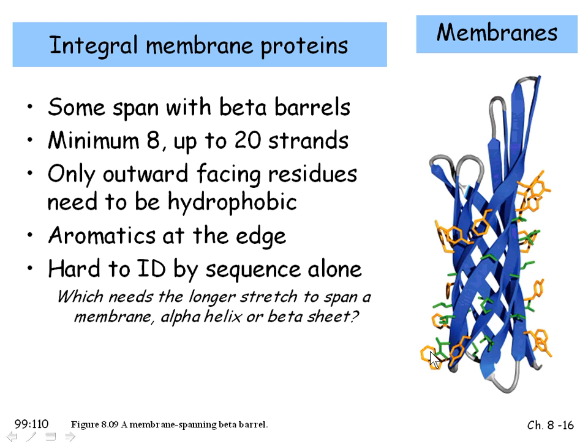So it's not as easy to pick out as the alpha helices for that reason. So which would need a longer stretch of residues to span the lipid bilayer, an alpha helix or a beta pleated sheet? Want to justify yourself?